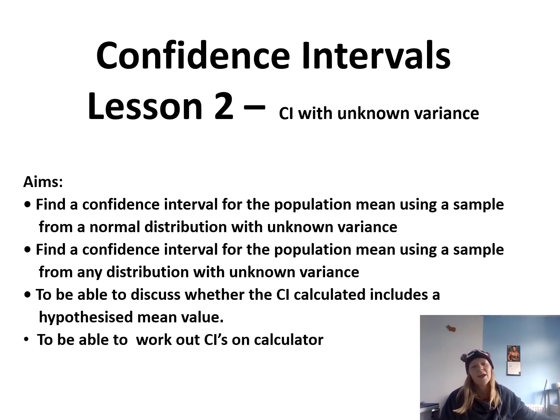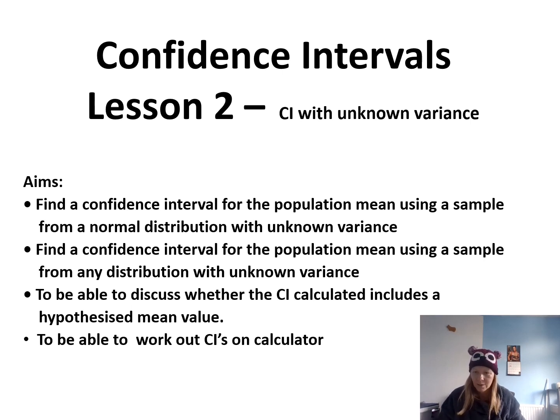So today we find a confidence interval for the population mean using a sample from a normal distribution with unknown variance. And to be able to discuss whether the confidence interval calculated includes a hypothesized mean value. That sounds harder than it is. And we're going to be working out confidence intervals on our calculator.